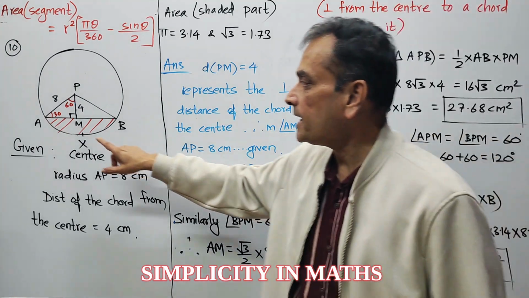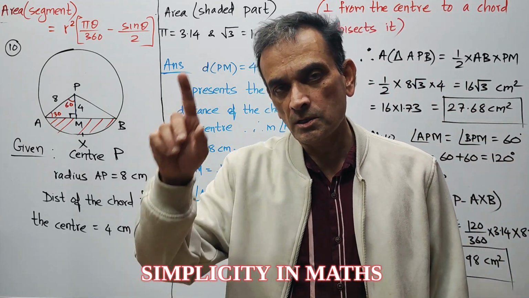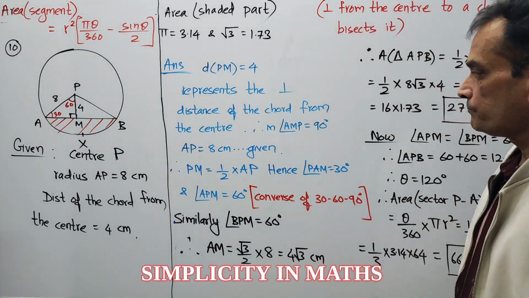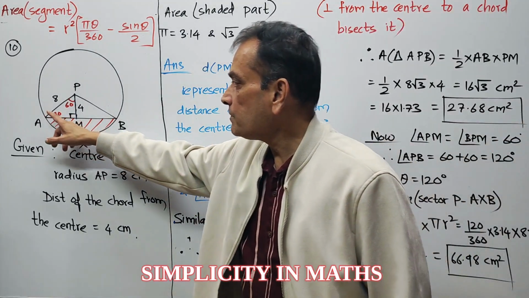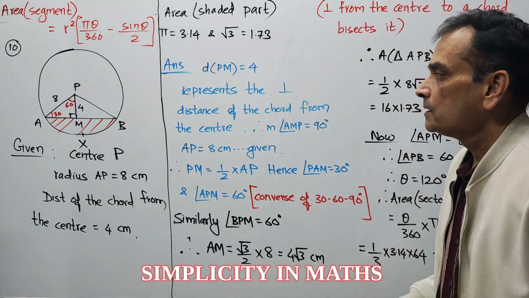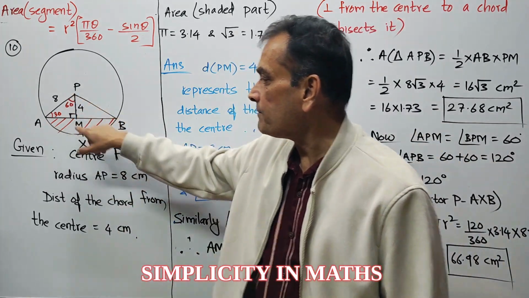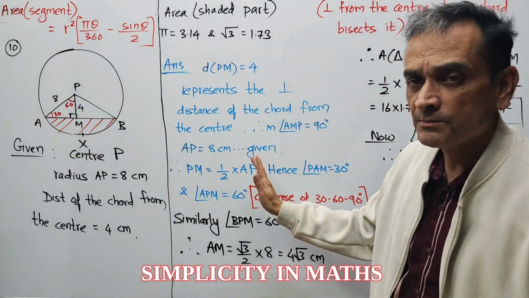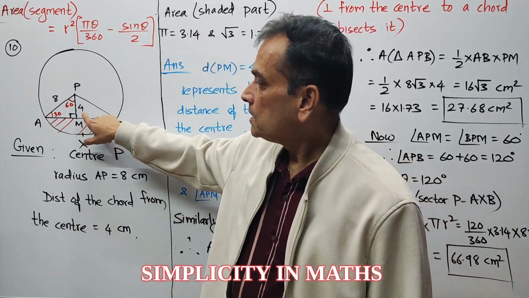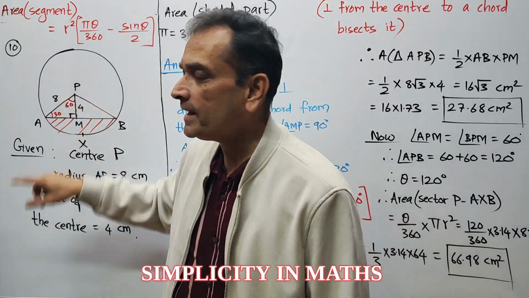Therefore, measure of angle AMP is 90. Distance is always a perpendicular distance. So angle AMP is 90. AP is 8, radius AP is 8, given. PM is 4. So in right angle triangle APM, पहले ये बाद में देखना. Right angle triangle APM, PM is half of AP. 4 is half of 8.